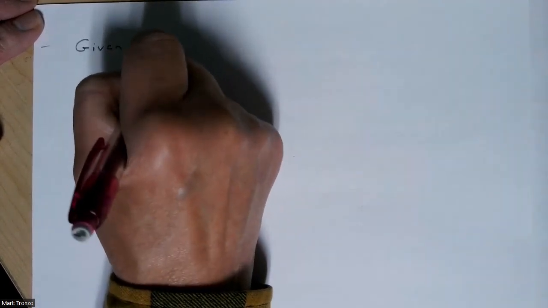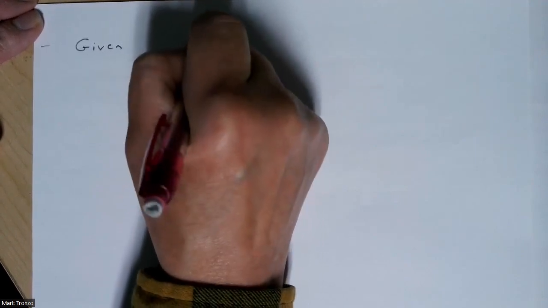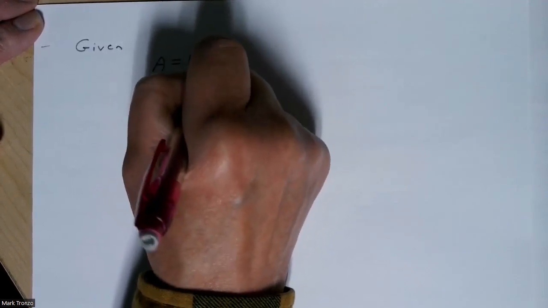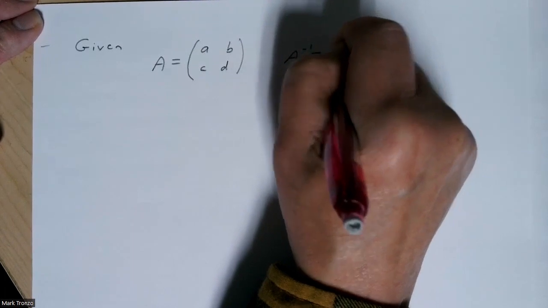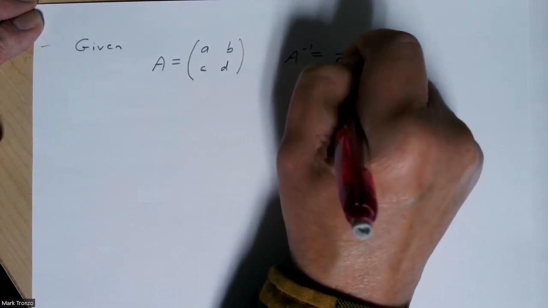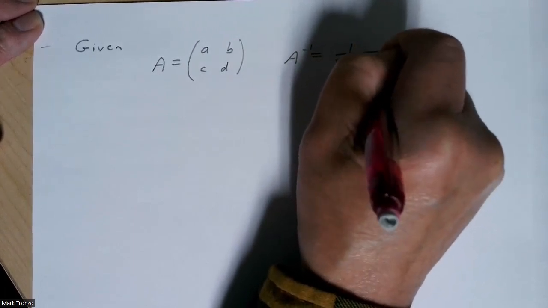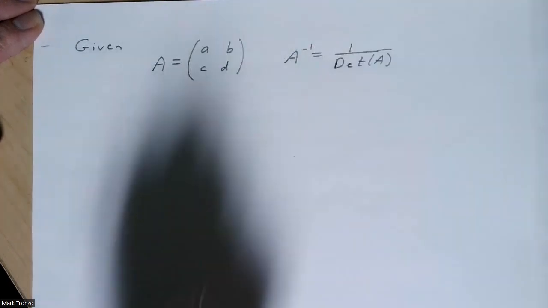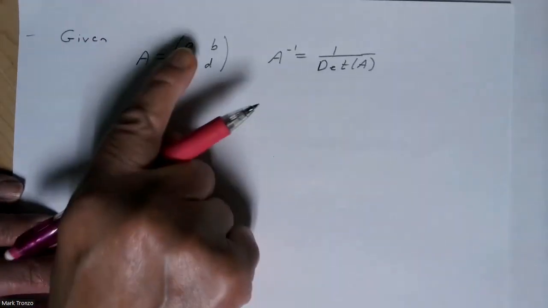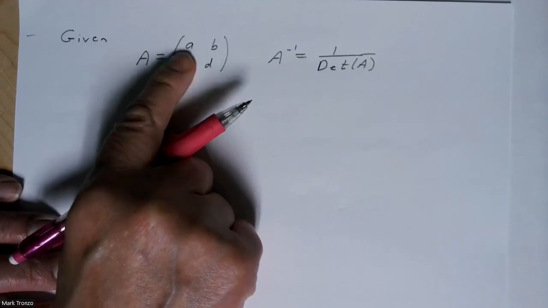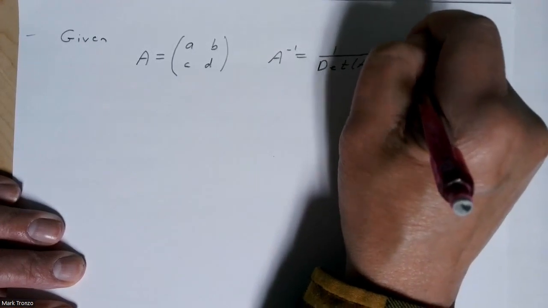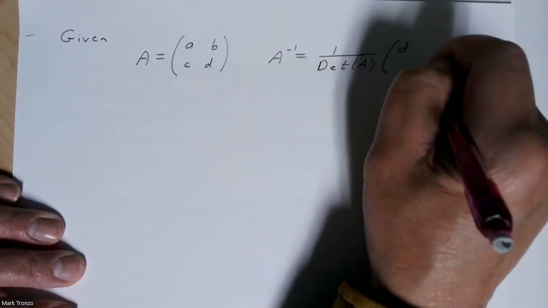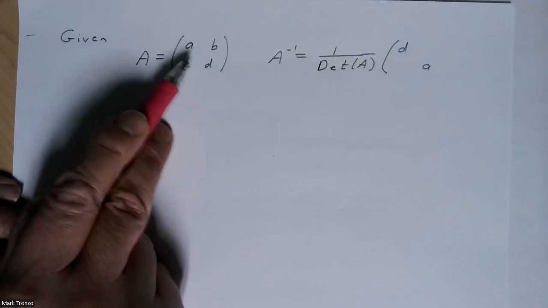Given A is equal to A, B, C, D, the inverse of A is 1 over the determinant of A, like this. And then what you do, you exchange these two. So D replaces A and A replaces D. So we just switch those.